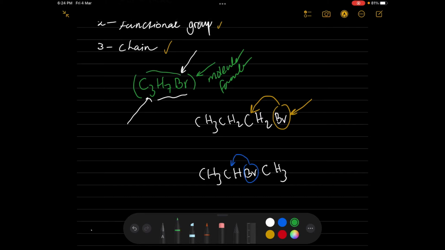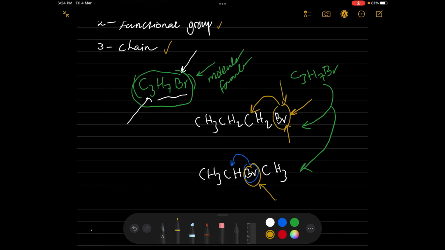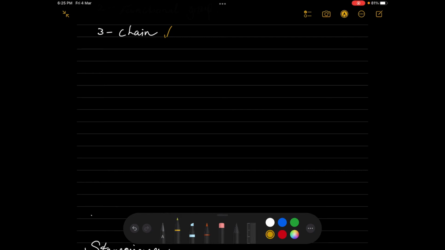In this case, the Br group is on the second carbon. So we still have the same formula, C3H7Br, but we have different structures, and the difference appears in the position. The position of Br is on the first carbon in one, and on the second carbon in the other. We can say this type of isomer is positional because we change the position of the Br. Suppose that we have C and here we have a Br group.